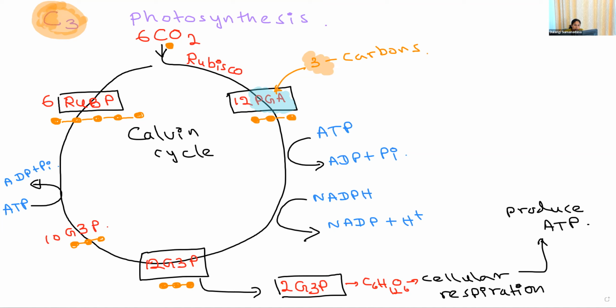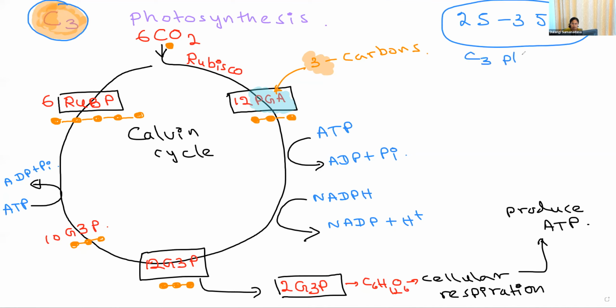Okay, write down the temperature. You can find the C3 photosynthesis. You can see the C3 plants around 25 to 35 degrees, right? Like the normal environmental plants. So when it comes to the C3 plants, they always live in good environmental conditions, like their temperature is low and the humidity is high.